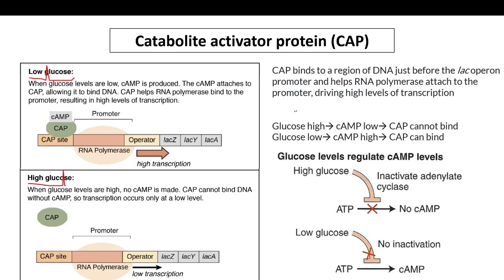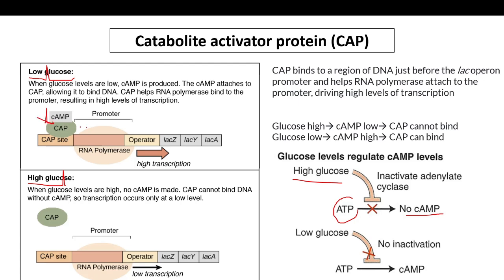The answer is, there is an enzyme known as adenylate cyclase. This adenylate cyclase converts ATP, adenosine triphosphate, into cyclic AMP. But in the presence of high glucose, it inhibits or inactivates this adenylate cyclase. So now ATP can no longer be converted into cyclic AMP when a high amount of glucose is present. If cyclic AMP is absent, then CAP can no longer bind.